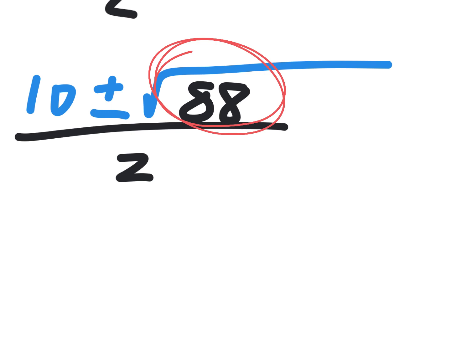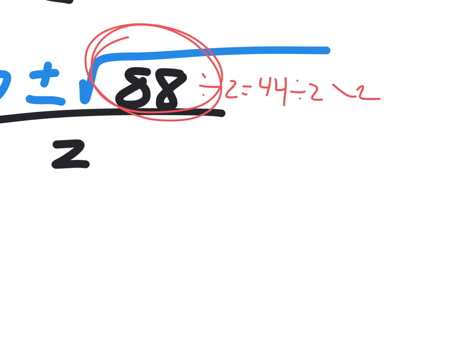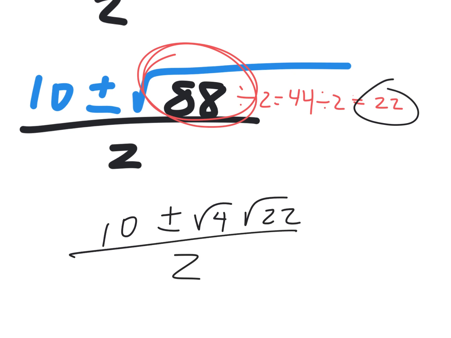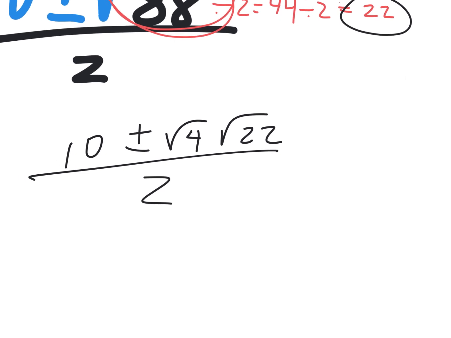So if I go 88 divided by 2, and I get 44, and then I divide it by 2 again, and that's 22, then that meant 4 times 22. See, if 2 goes in it twice, so 4 times 22. So that means 10 plus and minus the square root of 4 times the square root of 22, all over 2. And the square root of 4 is 2. Look at how many little simplifies I can do.